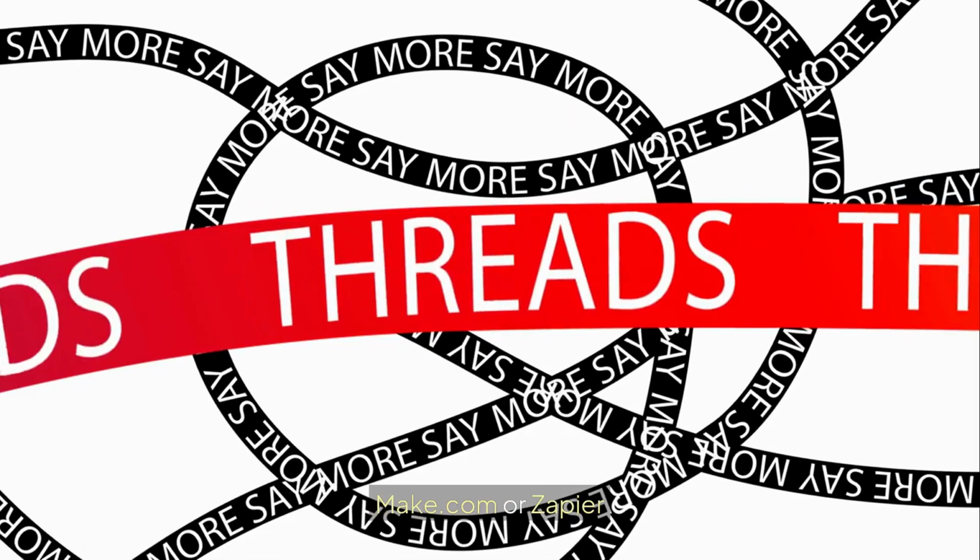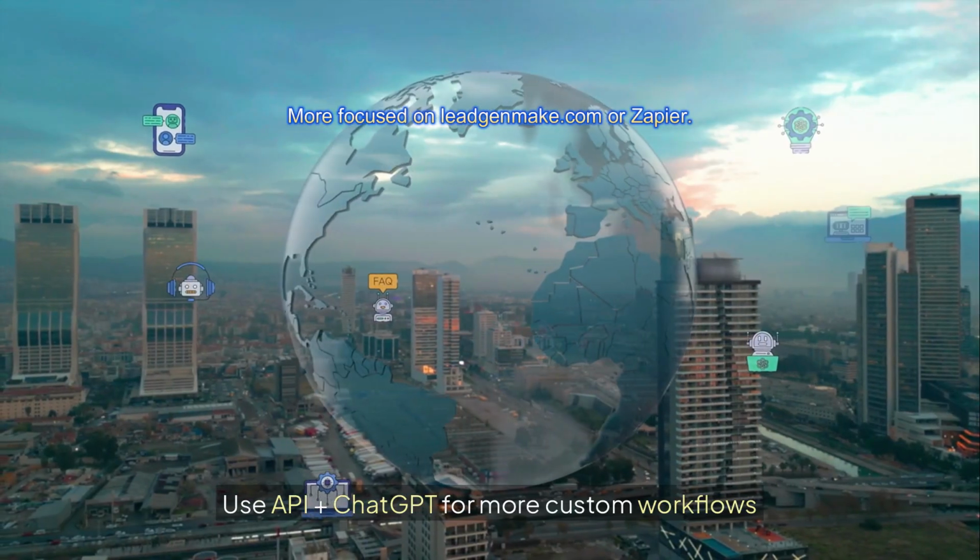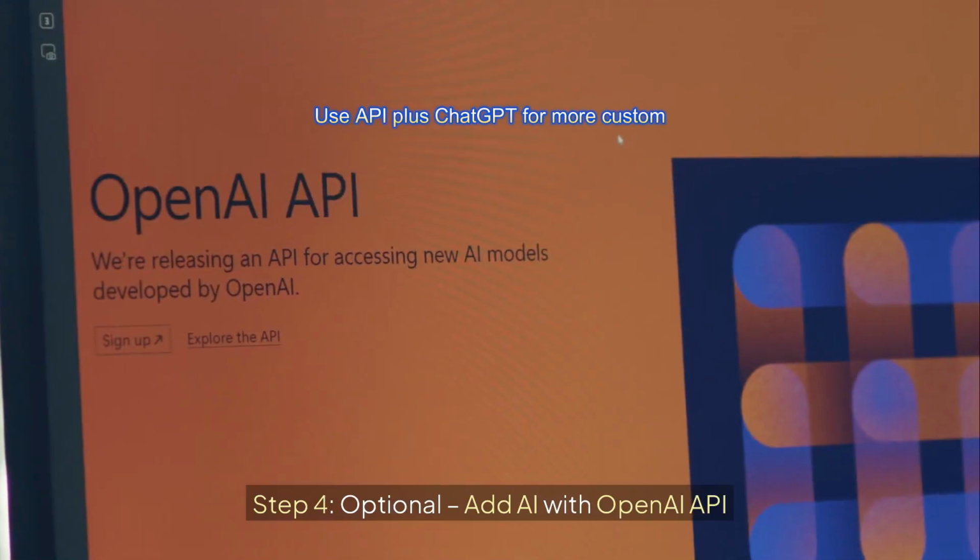MobileMonkey, same idea, more focused on lead gen. Make.com or Zapier: use API plus ChatGPT for more custom workflows.